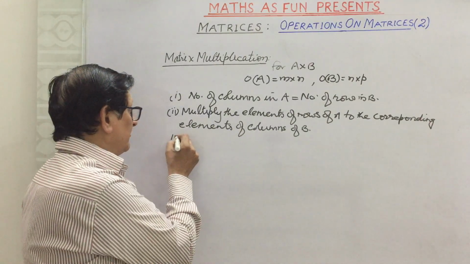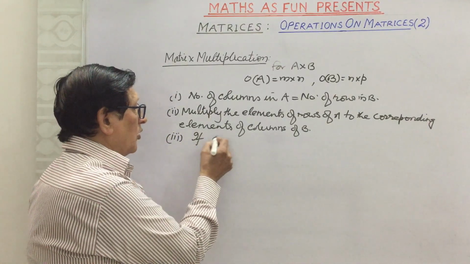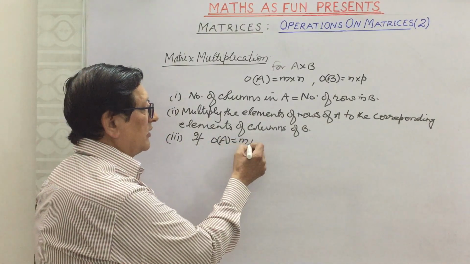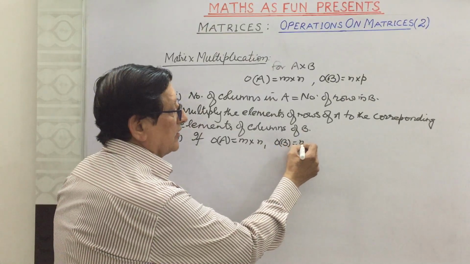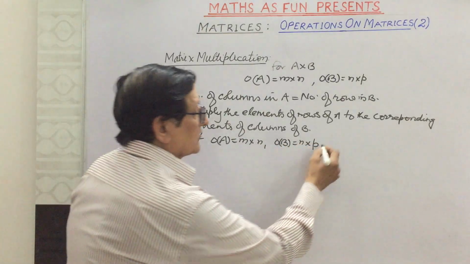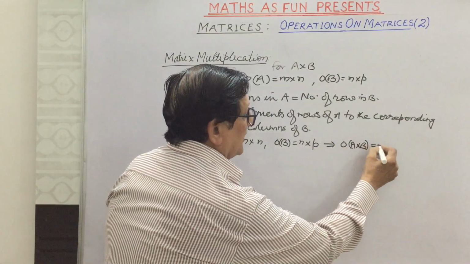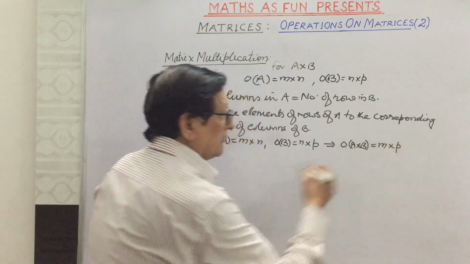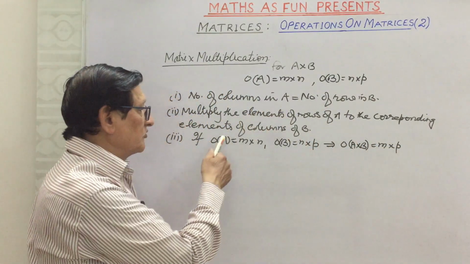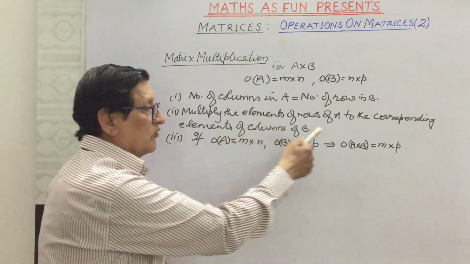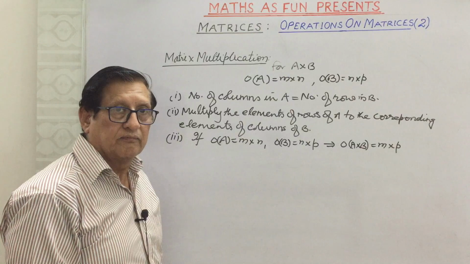And the third point we have to remember here is that if order of A is m into n, order of B is n into p, then order of A into B will be m into p. It means the number of rows in that will be the same as the number of rows in A. Number of columns will be the same as the number of columns in B.